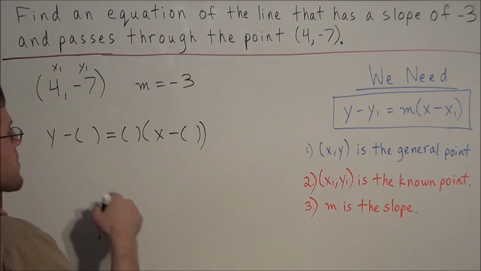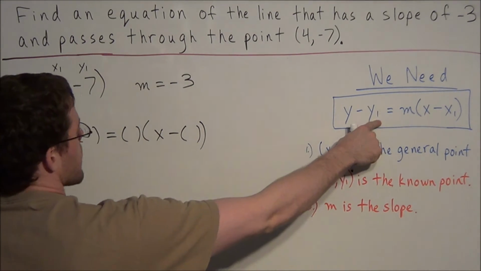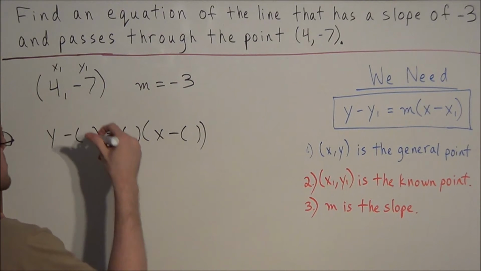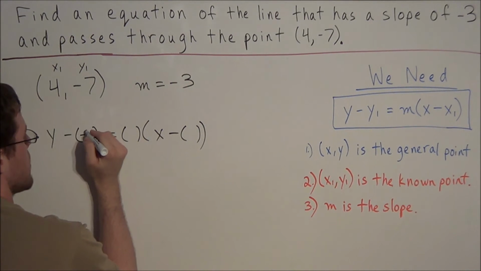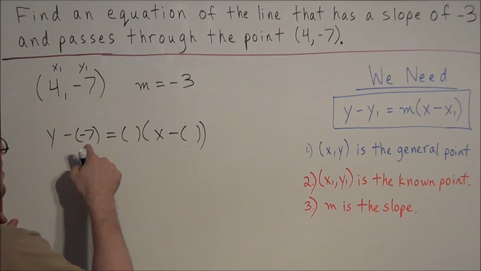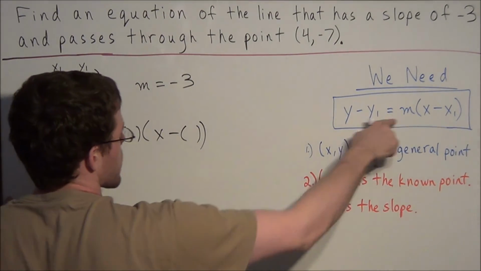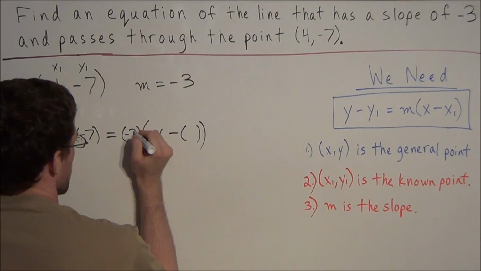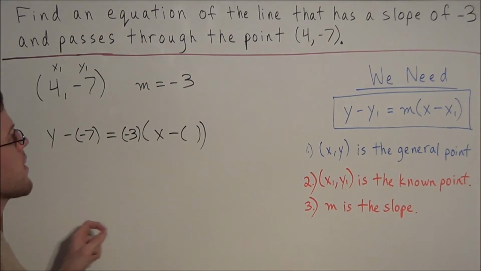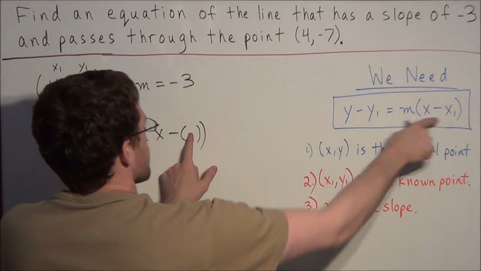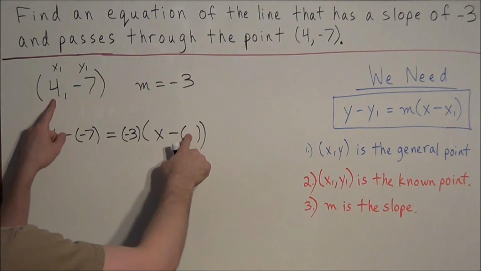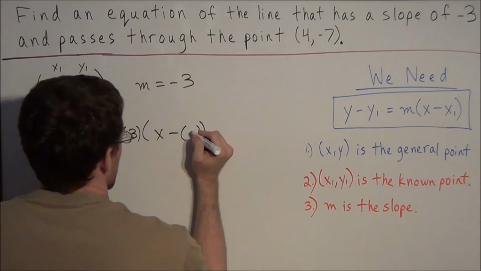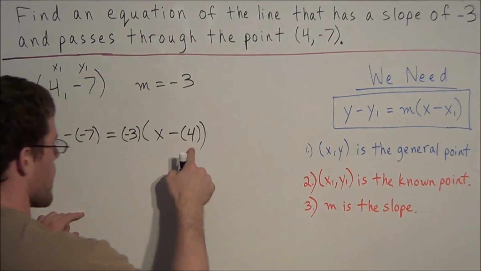So at this part now, y minus y1, our y1 is -7, so we write -7 in the first set of parentheses. For m, we replace m with -3 because this was the slope we were given. And finally, we replace x1. Our x1 value is equal to +4, so we replace x1 with +4.